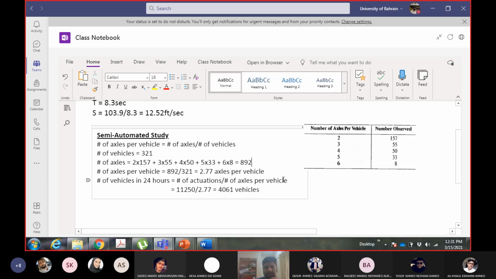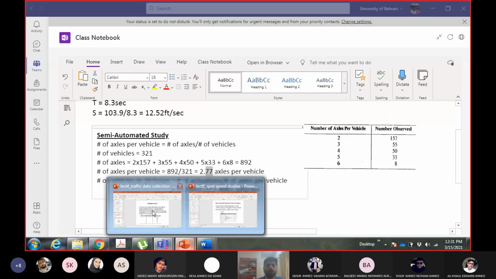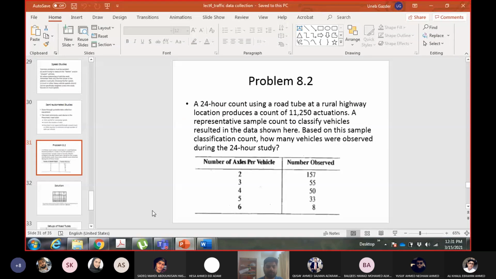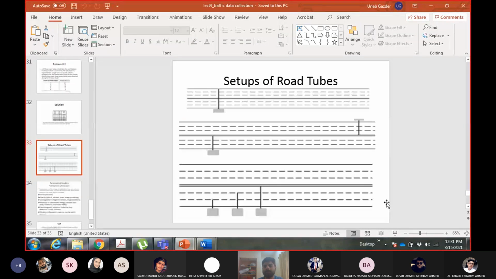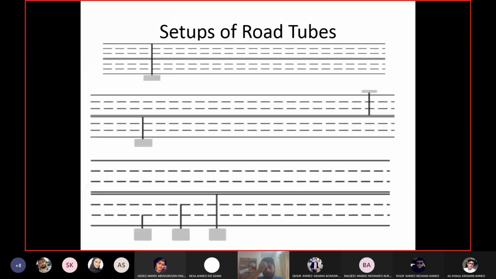Okay. Now, if the number of heavy vehicles, the vehicles with 3, 4 and 5 axles, were less, then this number would be smaller as well. It would be closer to 2, right? So 2.77 means there were many heavy vehicles which had more than 2 axles. So if somebody assumed in that condition that they would take only 2 axles per vehicle, they would have been wrong by a large amount. Okay, any questions?